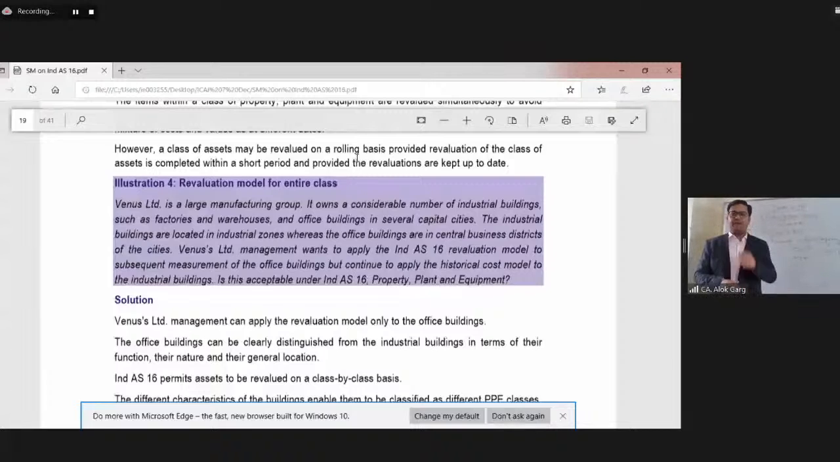The company needs to apply this revaluation model to both classes of asset. I mean to say, it also has to apply this revaluation model to industrial buildings. What is your view?